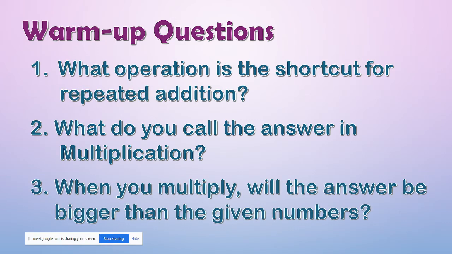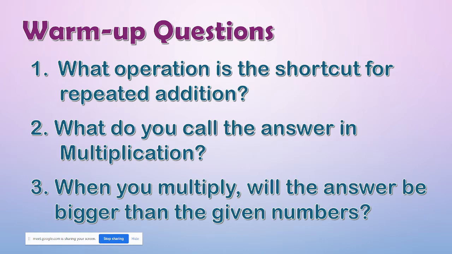Next. When you multiply, will the answer be bigger than the given numbers? For example, you have 2 times 2. Will the answer be bigger than 2 and 2? Yes or no? Yes, the answer will always be bigger than the given numbers in multiplication. Just like addition, when you do addition, the answer will always be bigger than the given numbers. For example, 1 plus 1, the answer is 2. 2 is bigger than 1 and 1, right?